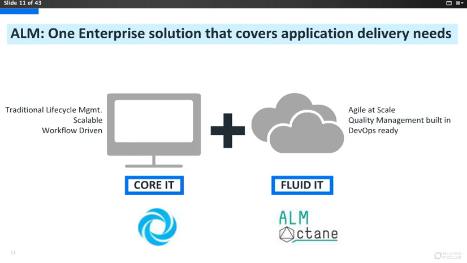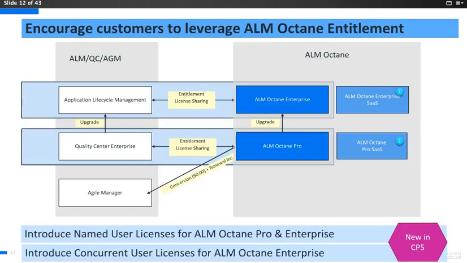And for the traditional lifecycle management, which has been a very heavy waterfall-based approach, where you are dealing with mission-critical applications, you need high scalability, you need a strong workflow engine, reporting capability, and a rigid framework in terms of just managing some of the complexity. You have ALM and Quality Center that we've offered. Now, from a Micro Focus standpoint, one of the key things that we want to make sure is both ALM and ALM Octane are just two sides of a coin, which means that as an existing customer of ALM or Quality Center, you actually are entitled to ALM Octane. What does that mean?